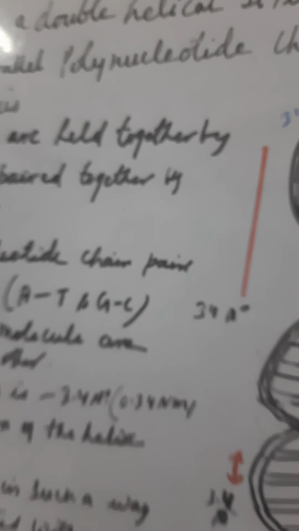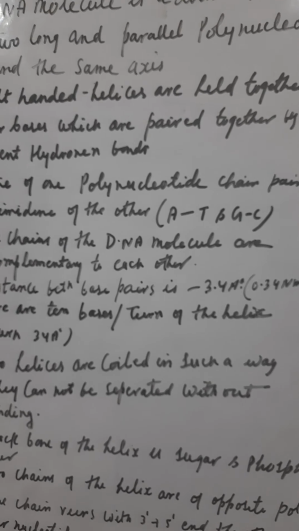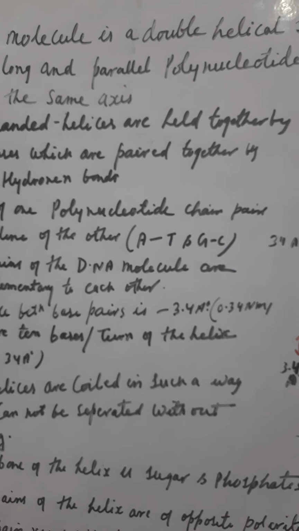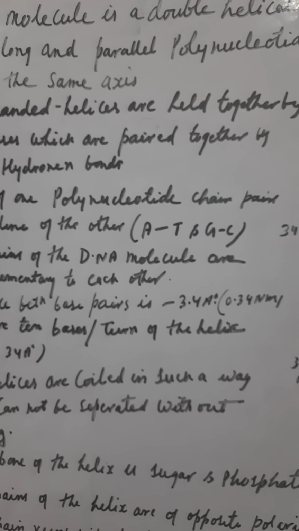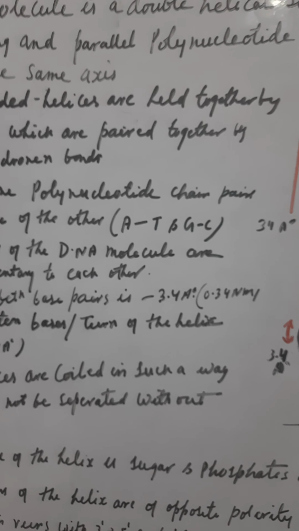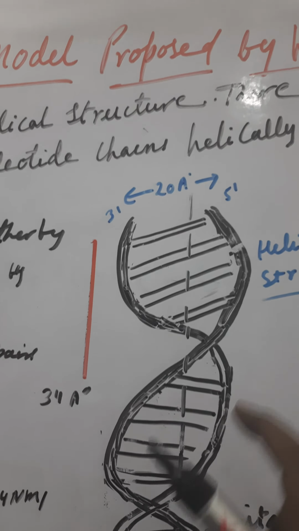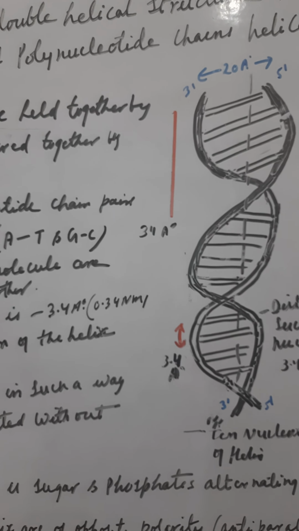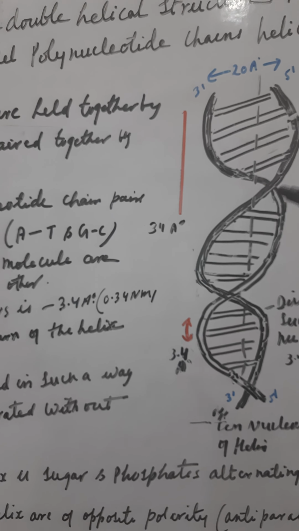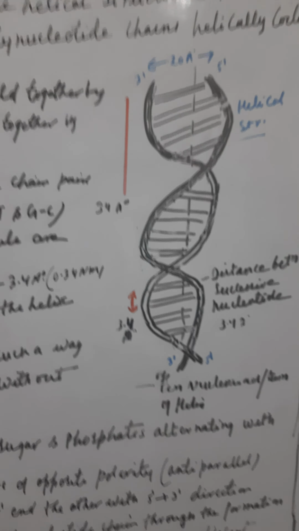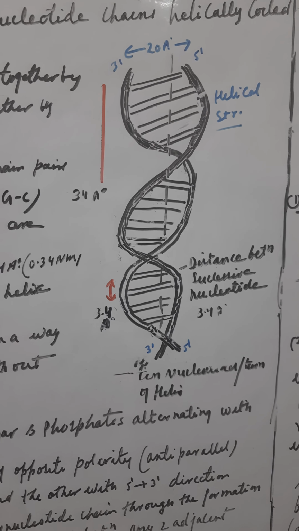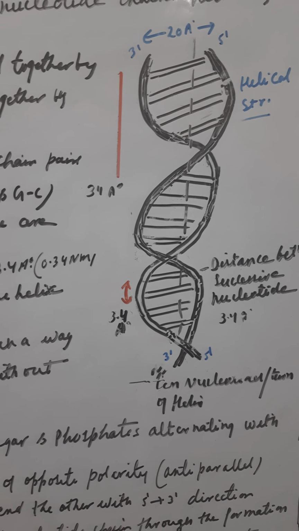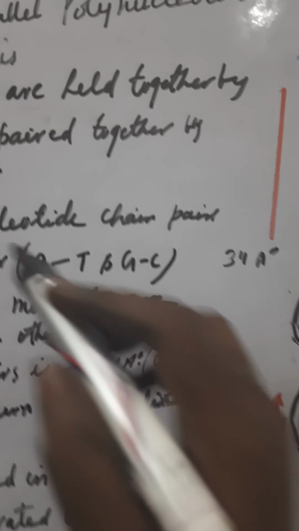Now again I am repeating, this model was proposed by Watson and Crick, and it is a double helical structure, and there are two long and anti-parallel polynucleotide chains. They are helically coiled around the same axis. Now after that, right-handed helices are joined together by their bases, which are paired together by the covalent hydrogen bonds.